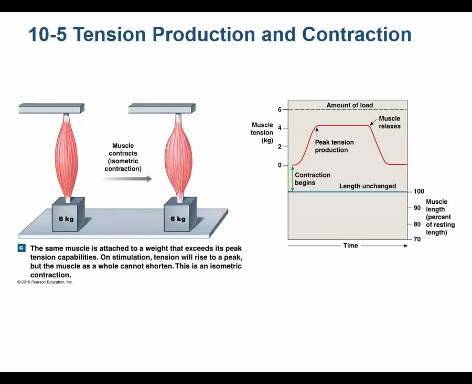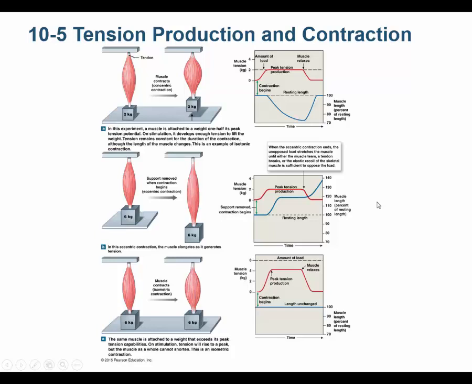And then this is isometric because the load is not moving. You're certainly producing tension, but the length remains unchanged. You can see the length of the muscle is unchanged. Make sure you know those three types of contractions: concentric, eccentric, and isometric. This is a collage for you showing you the three.